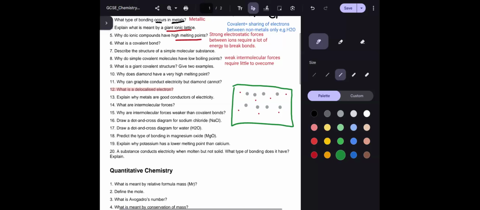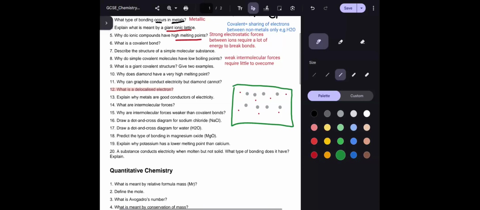Okay, so metallic bonding occurs in metals only. It occurs due to the metal ions interacting with the delocalized electrons. So delocalized electrons are electrons that are free to move through a metallic structure. Any questions?